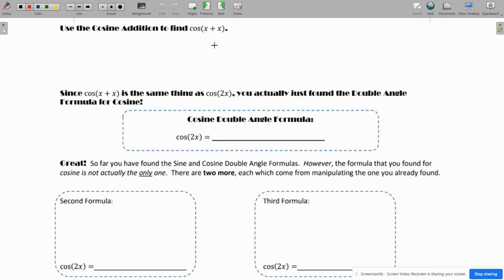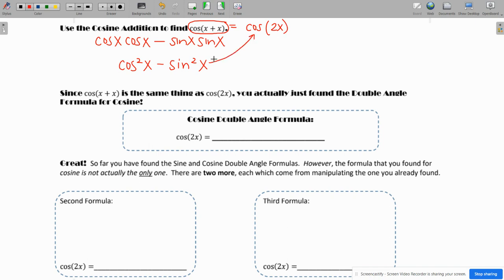We can do the same thing for the cosine double angle formula. So the cosine of x plus x is the cosine of the first angle times the cosine of the second angle, which is also x, and then minus the sine of the first angle times the sine of the second angle. Cosine times cosine is cosine squared, minus sine times sine is sine squared. Since the cosine of the quantity x plus x is the same thing as the cosine of 2x, then this is the double angle formula for cosine. So the cosine of 2x equals cosine squared of x minus sine squared of x.